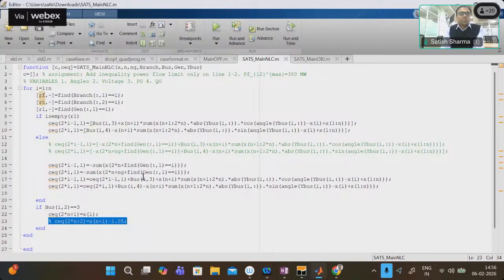In this particular formulation, I have not used any inequality constraints.